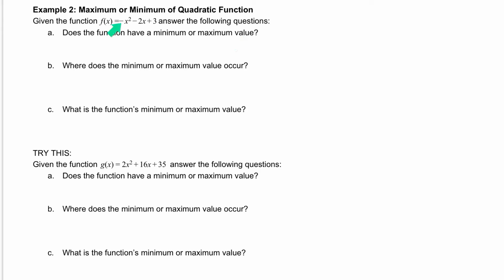So what we're going to look at is that leading coefficient. And since our leading coefficient is negative, we know that our graph is going to open down. And if our graph is opening down, that tells us that we are going to have a maximum point. So for letter A, we can say maximum.